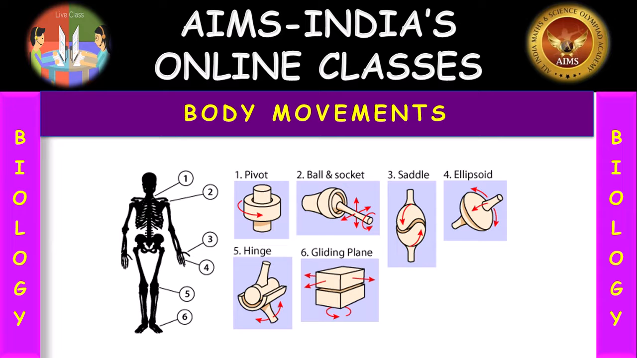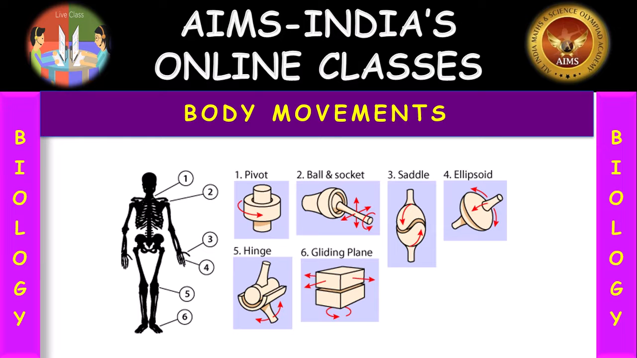Synovial joints are further classified according to the movements they permit. The main types of movable joints are ball and socket joints, hinge joints, gliding joints, pivot joints, saddle joints, and ellipsoid joints. Okay, so where is a ball and socket joint present? A ball and socket joint is a type of movable joint which allows movement in all directions. It is present in the shoulder and hip joints.